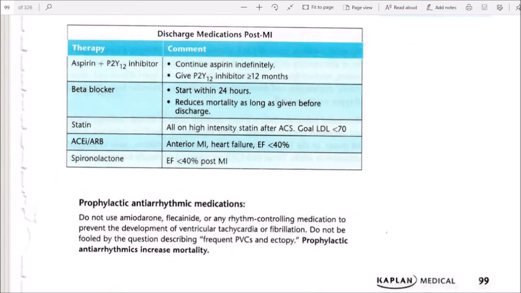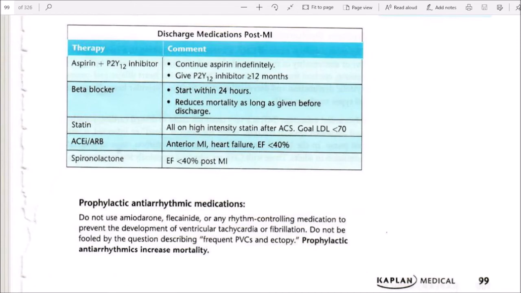Discharge medication post-MI. Therapy and comment. Aspirin plus P2Y12 inhibitor. Continue aspirin indefinitely. Give P2Y12 inhibitor for greater than or equal to 12 months. Beta blocker, start within 24 hours. Reduces mortality as long as given before discharge. Statin, all on high-intensity statin after acute coronary syndrome. Goal LDL less than 70.